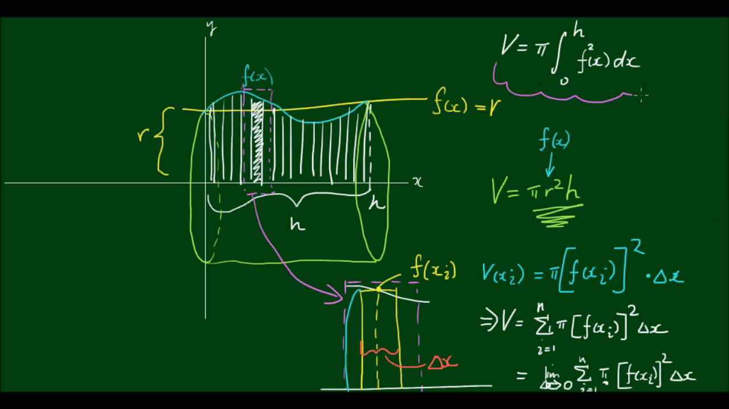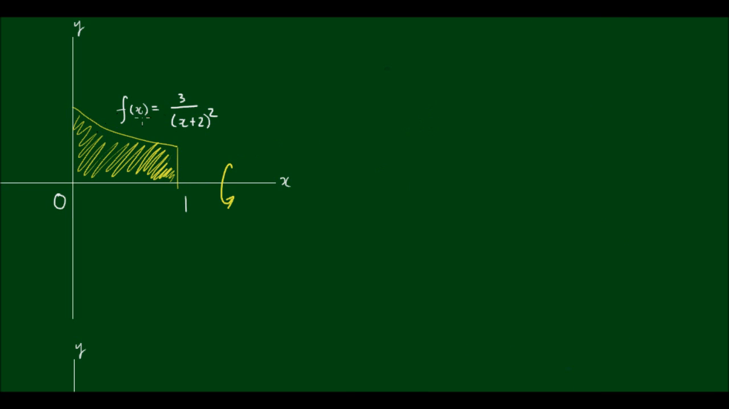And this is the formula that we would use to find the volume of a revolved function about the x-axis. So let's go ahead and do an example. Here I have the function f of x equals 3 divided by (x plus 2) all squared. And this function is bounded by the interval of the y-axis and x is equal to 1.